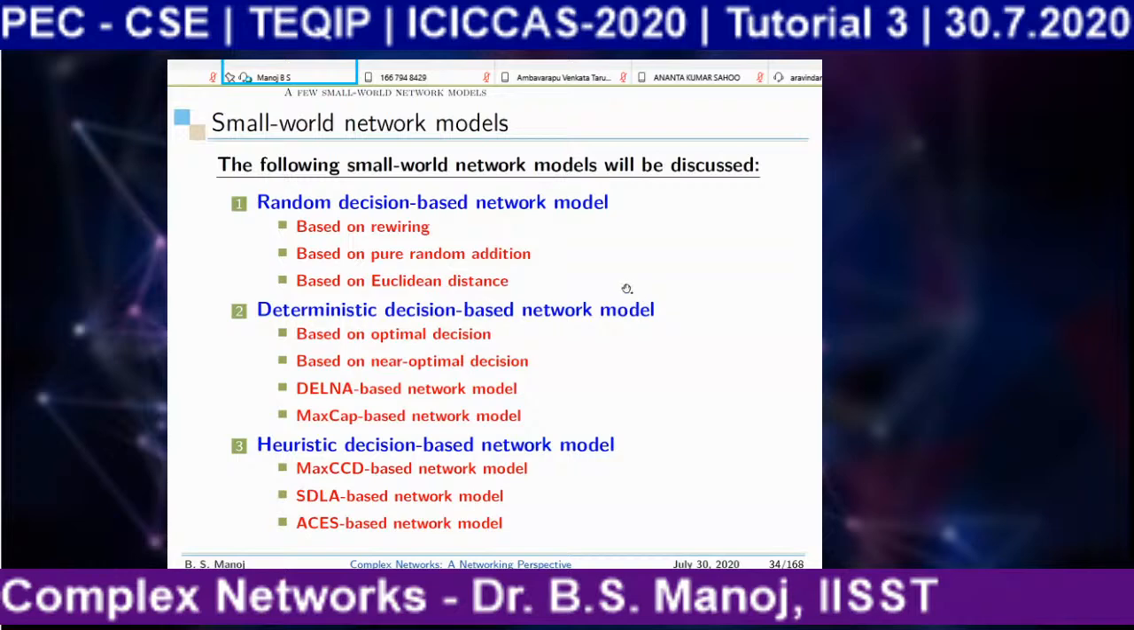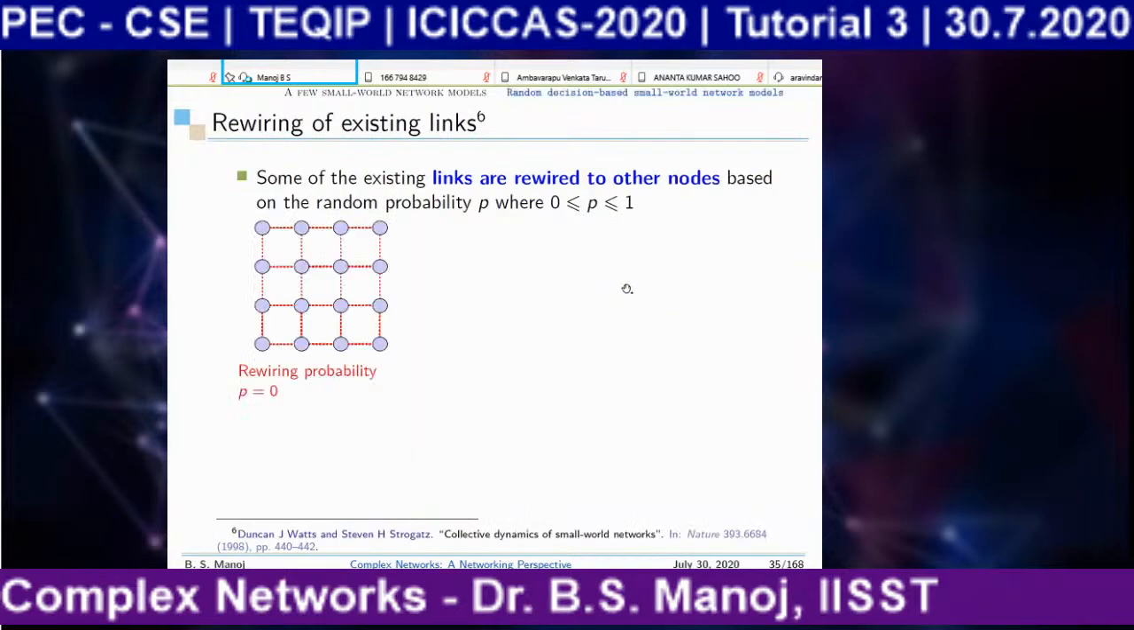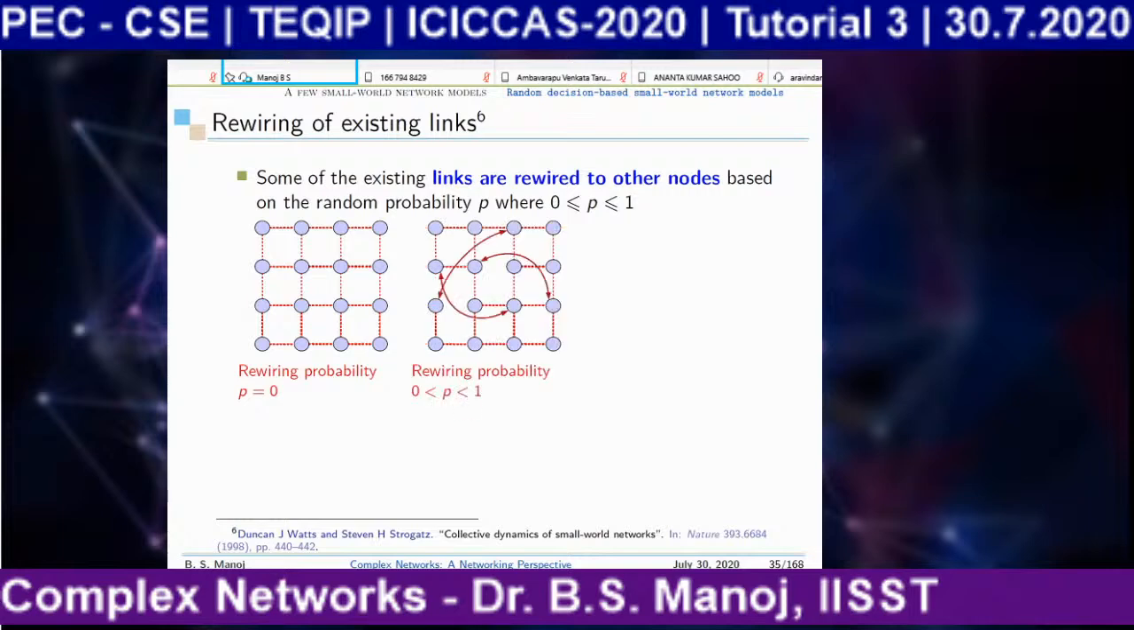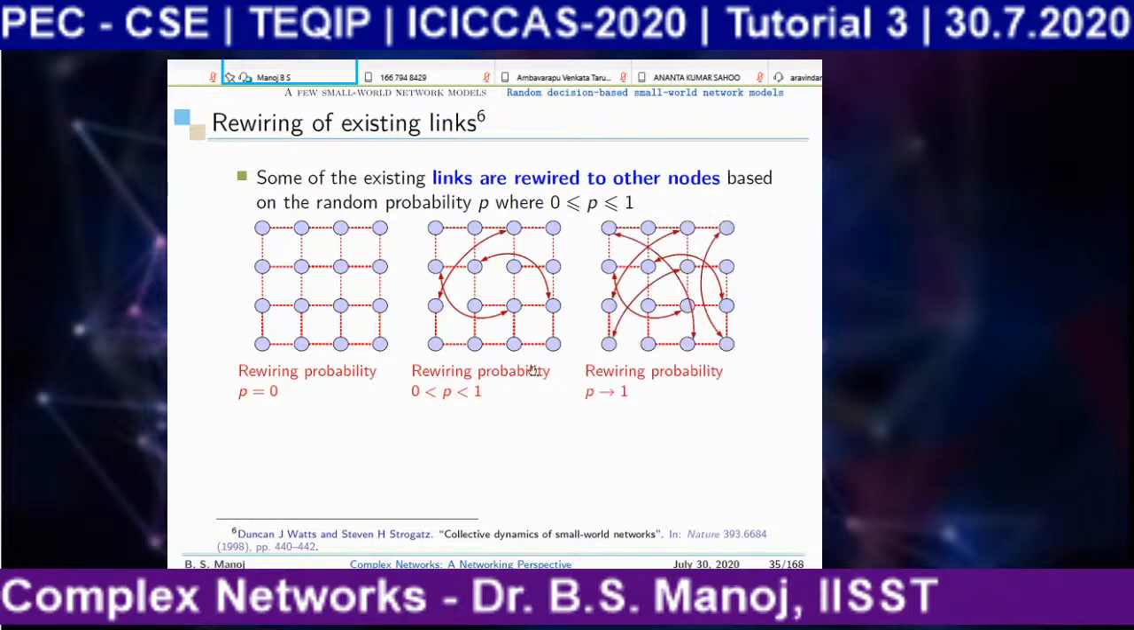Now, let's very quickly look at these examples. As I mentioned earlier, there are rewiring possibilities. You have a regular network here with p as a rewiring probability. When p is between 0 and 1, you get a small world network. When p approaches 1, you get a random network out of this regular network.